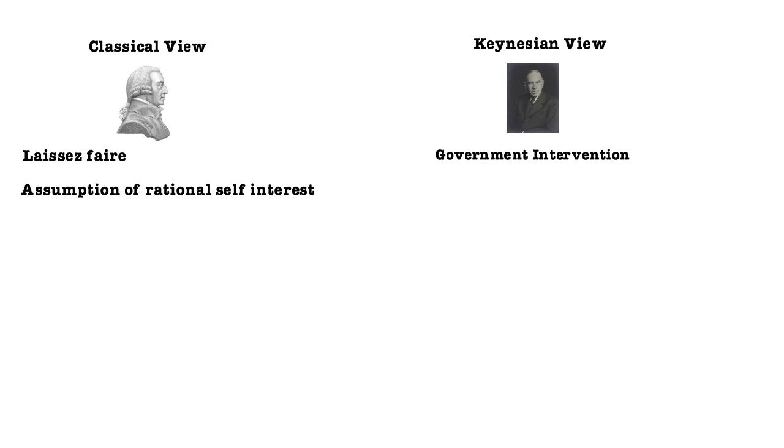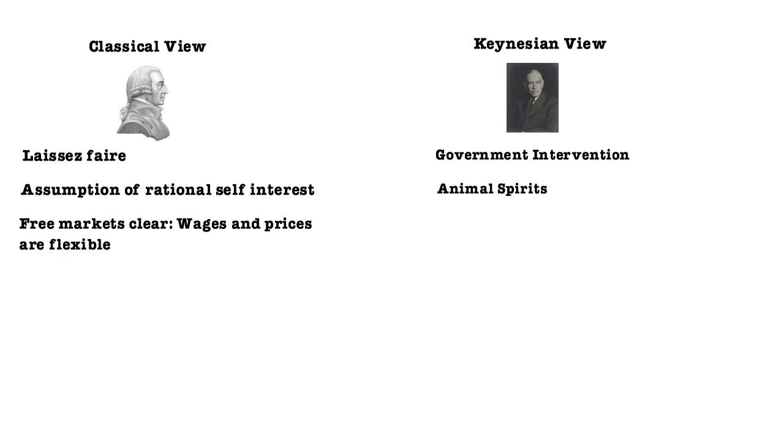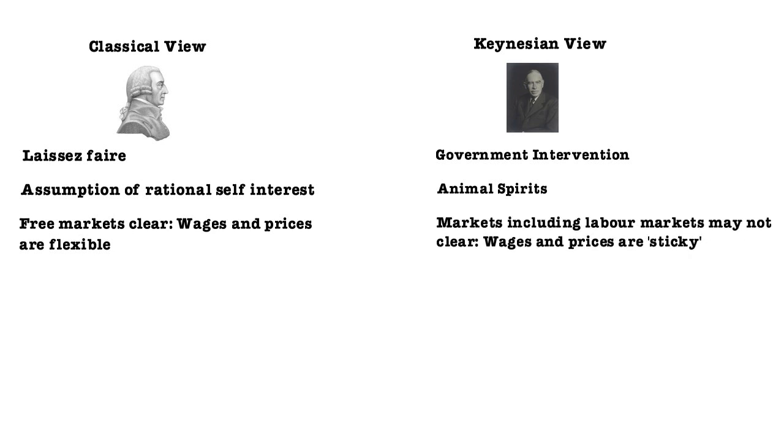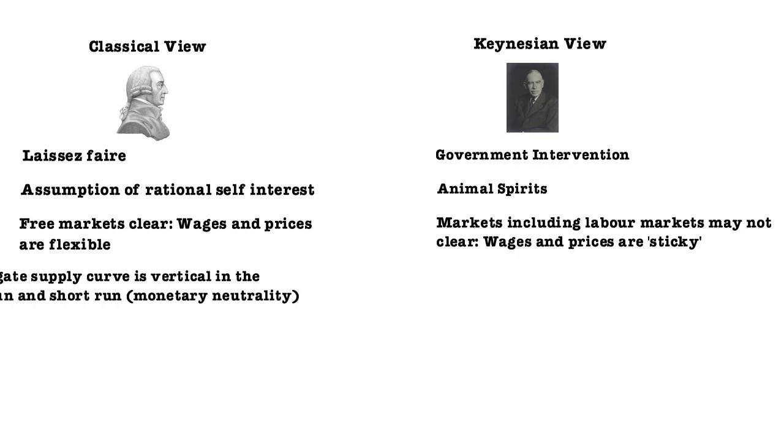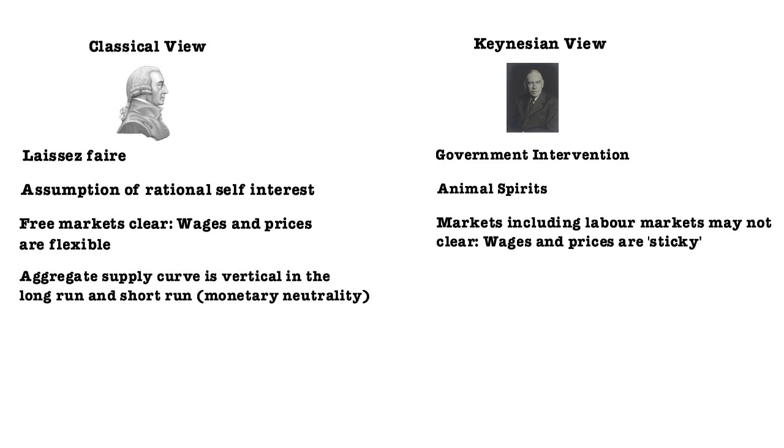Under the classical view, we assume rational self-interest, and this self-interest will lead to the benefit of everyone. Keynes took a different approach and looked at animal spirits, emotions, and emotive concepts, and how this drove the economy. Under the classical view, we also had the assumption that free markets clear, that wages and prices are fully flexible. So in the long run, supply is driven by labor and capital, etc. Whereas Keynes's view was that prices and wages are sticky, that they're inflexible in the short run, and that markets may not clear for a number of years.